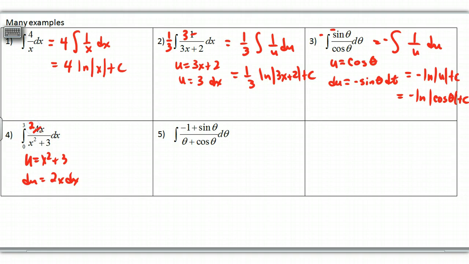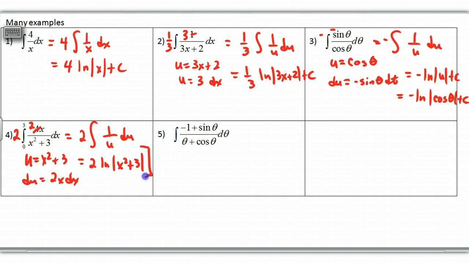I need the 2. But I originally had 4. I can't change my original integral, so I still need 4. Well, 2 times 2 is 4. So that is a different way to do it. And then if I do the substitution, I got 2, and my integral is now in terms of u. So it'd be 1 over u du. So I get 2 ln of u, which is just my x squared plus 3.